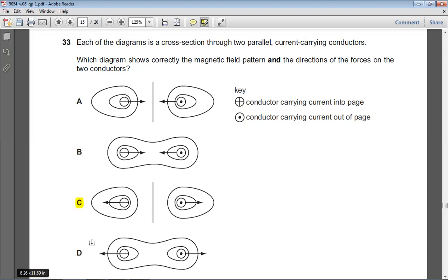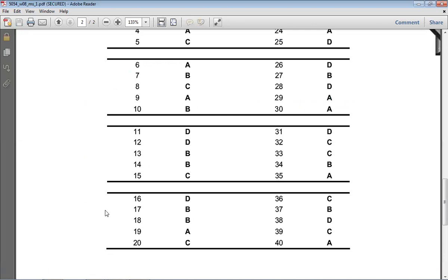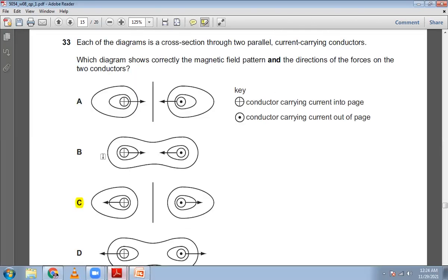Whenever you have two parallel conductors and the direction of the current in them is different, one is dot, the other one is cross, then they will repel each other. So C looks the best option, sir. Question number 33, C is the right option, sir.